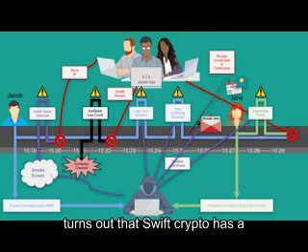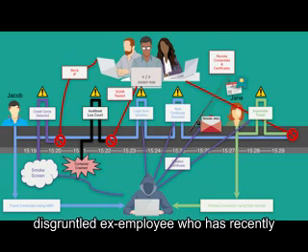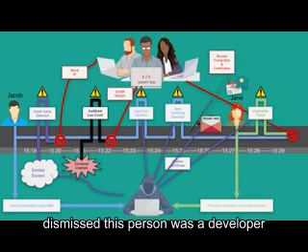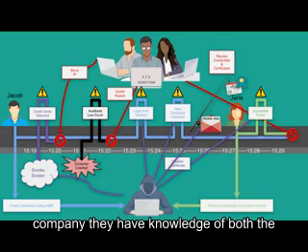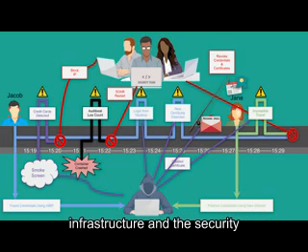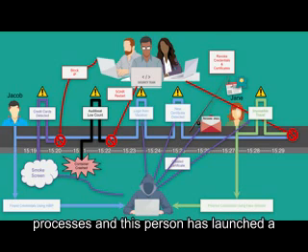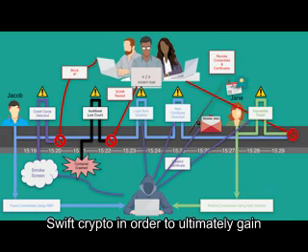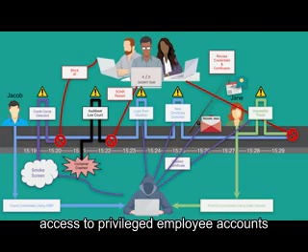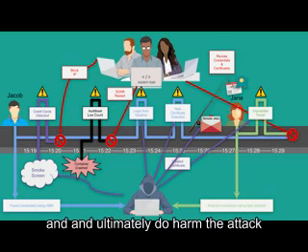So it turns out that Swift Crypto has a disgruntled ex-employee who was recently dismissed. This person was a developer at Swift Crypto, but then left the company. They have knowledge of both the infrastructure and the security processes. And this person has launched a reasonably sophisticated attack against Swift Crypto in order to ultimately gain access to privileged employee accounts and ultimately do harm.